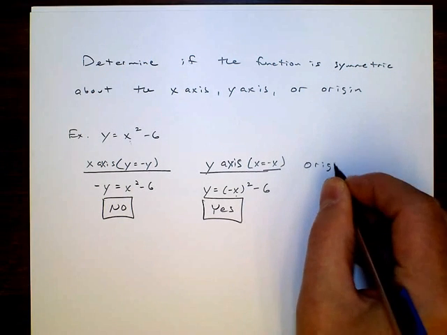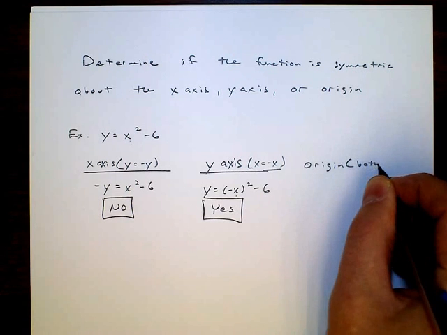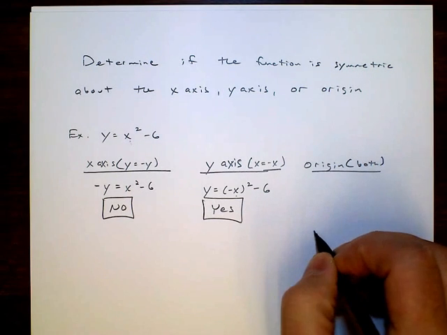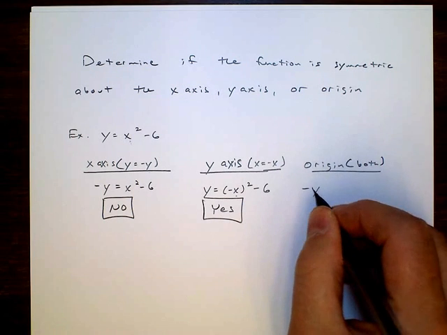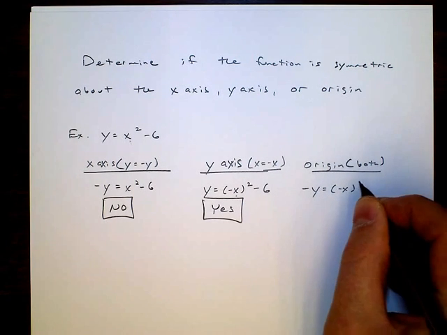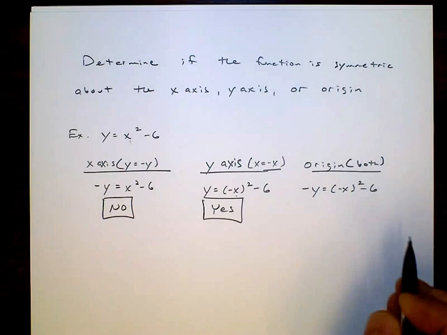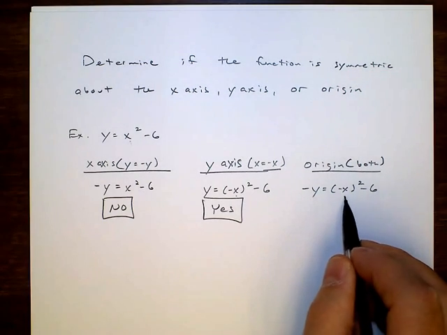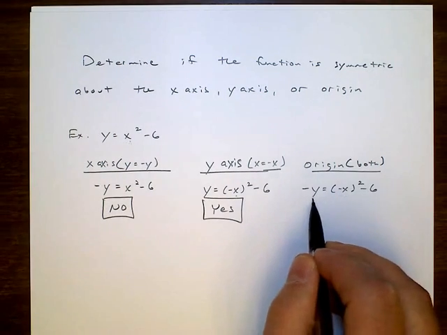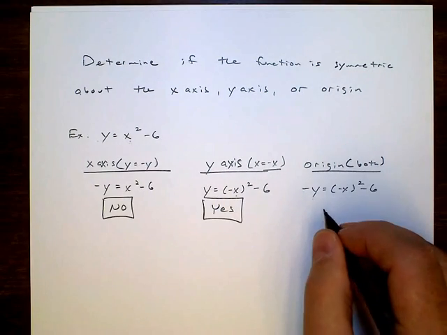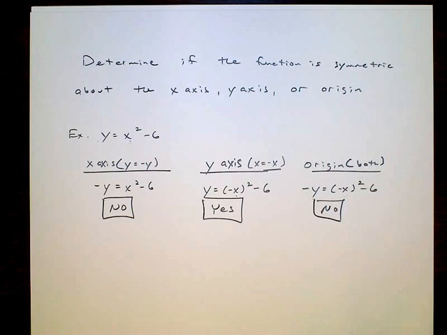And to see if it is symmetric about the origin, we test both of them. We replace x with negative x and y with negative y. So we get negative y equals negative x squared minus 6. Now in this case, the x is okay because negative x squared is the same as x squared, but negative y and y, of course, are not equivalent. Therefore, that function is not symmetric about the origin.